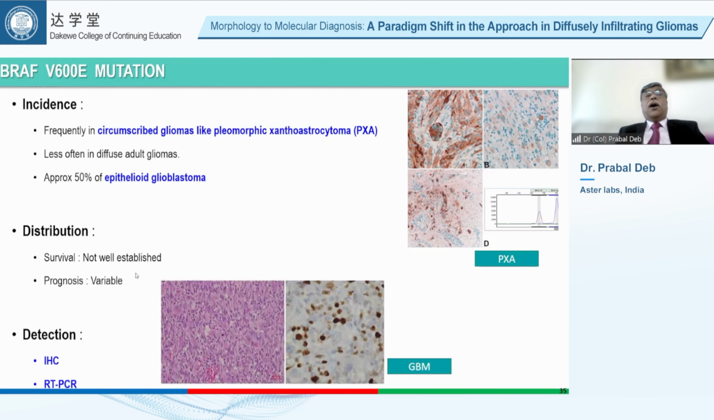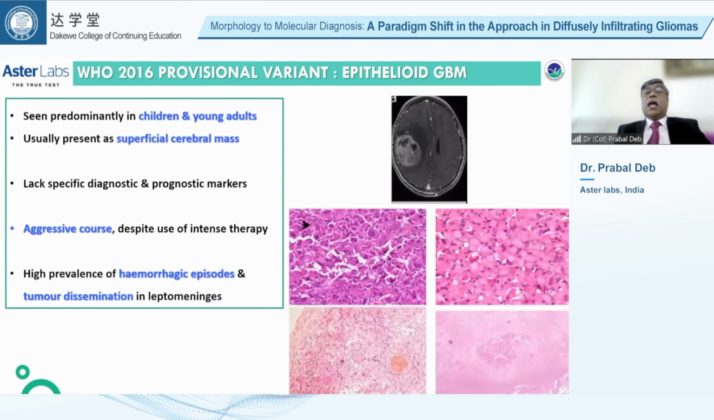This brings us to V600E BRAF mutation. Conventionally, it was used in cases of PXA and less often in diffuse adult gliomas. But with the identification of epithelioid glioblastoma, which is a very aggressive tumor, it was understood that V600E mutation needs to be evaluated either by IHC or RT-PCR.